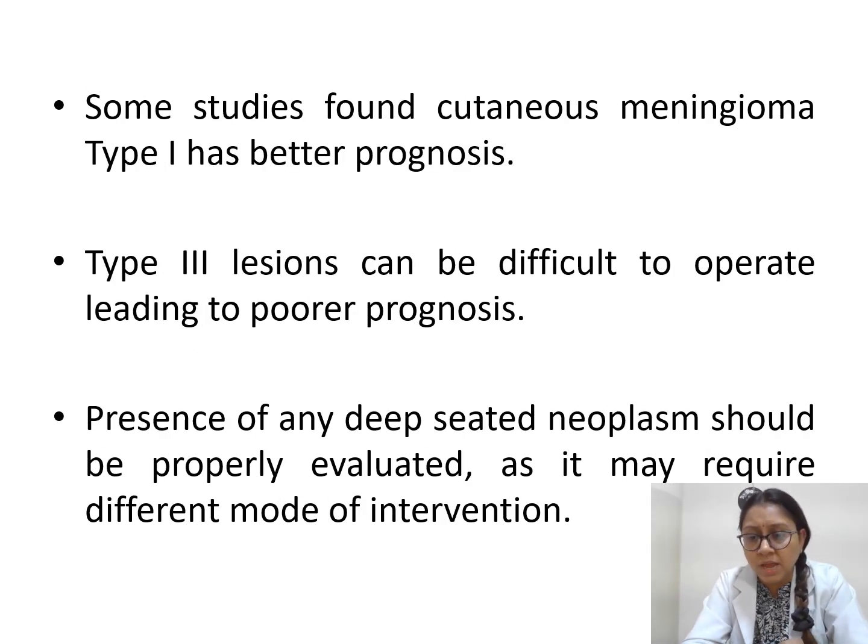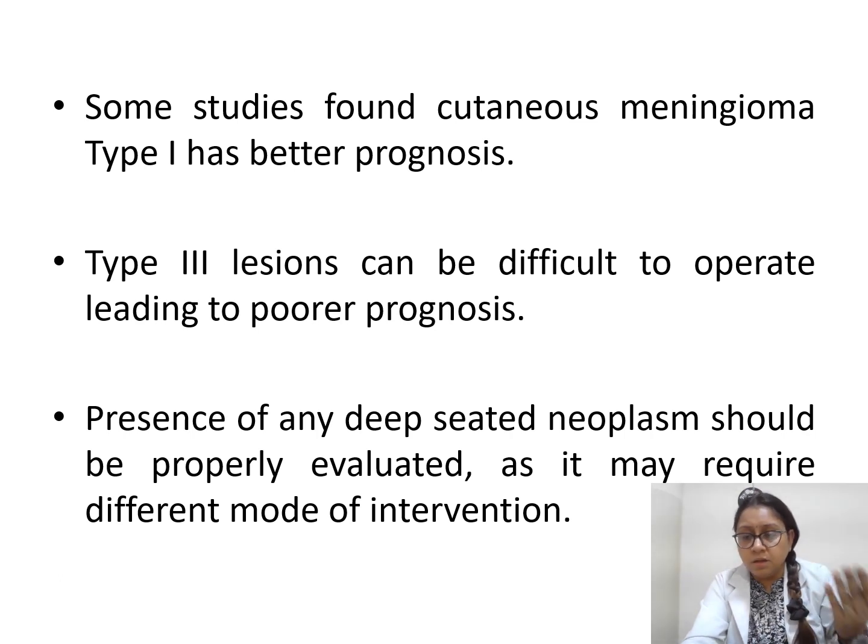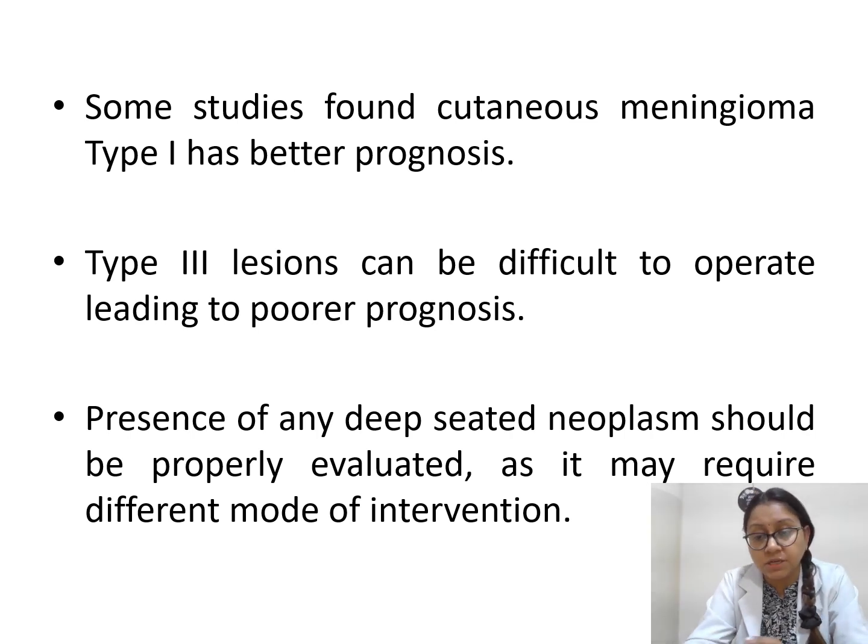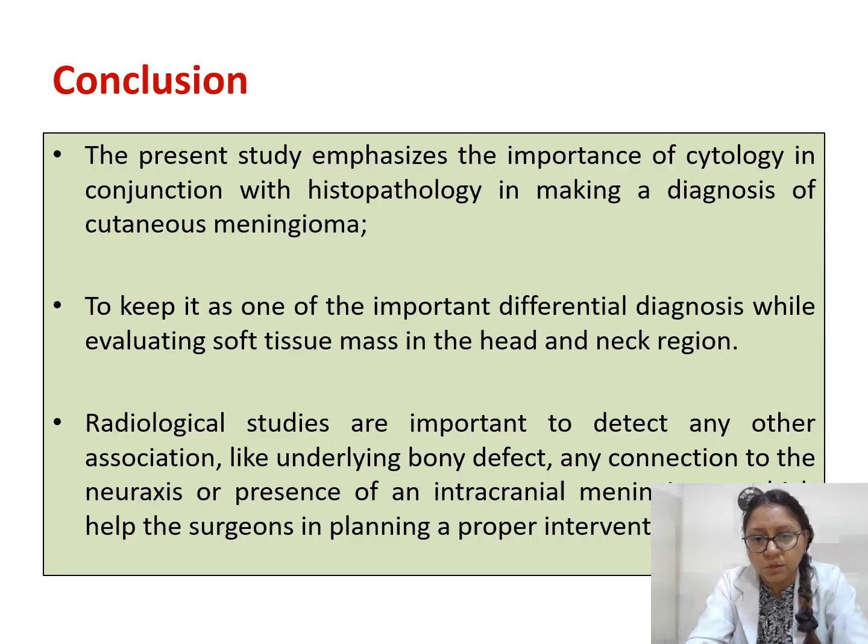As I said, type 1 is found to have a better prognosis as compared to types 2 and 3. Type 3 has a comparatively bad prognosis because there is a connection, so you need to rule out whether there is any connectivity from where the meningothelial cells are coming and resting in your cutaneous or subcutaneous tissue. So the presence of any deep-seated neoplasm should be ruled out, because it will need a different mode of intervention.